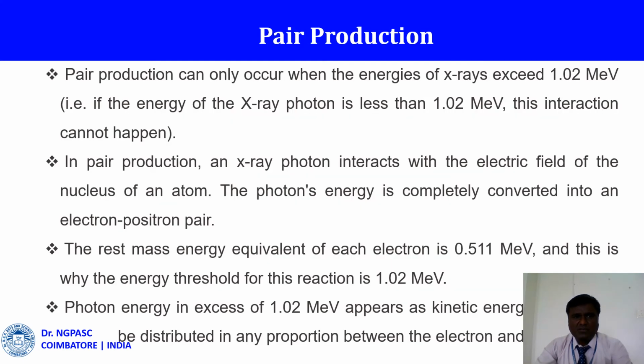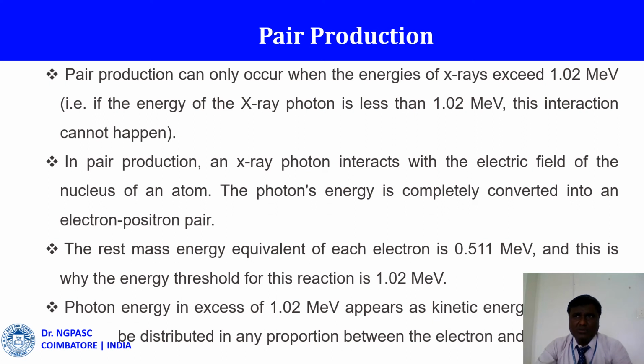Pair production. Pair production is not very important in diagnostic radiology because we are using X-rays in the diagnostic range. Pair production may occur only if the energy of the X-rays is equal to or more than 1.02 MeV. If the X-ray energy is less than 1.02 MeV, pair production will not occur. It cannot happen.